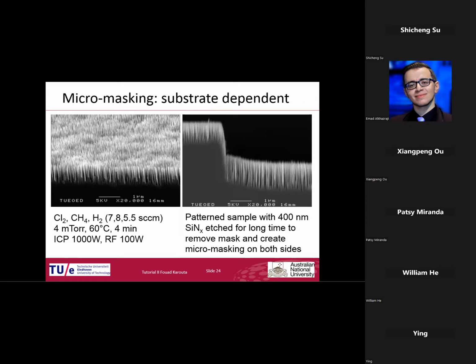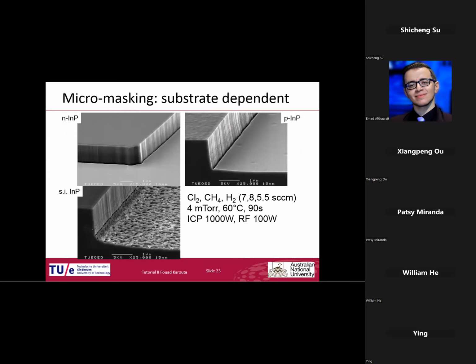Another micromasking I got during my work with RIE is when I put 3 samples. One is N indium phosphide, one is P indium phosphide, and one is semi-insulating. After 90 seconds, 1.5 minutes of etching, you see that the 2 conductive substrates are okay, but this one ends with a very rough surface.